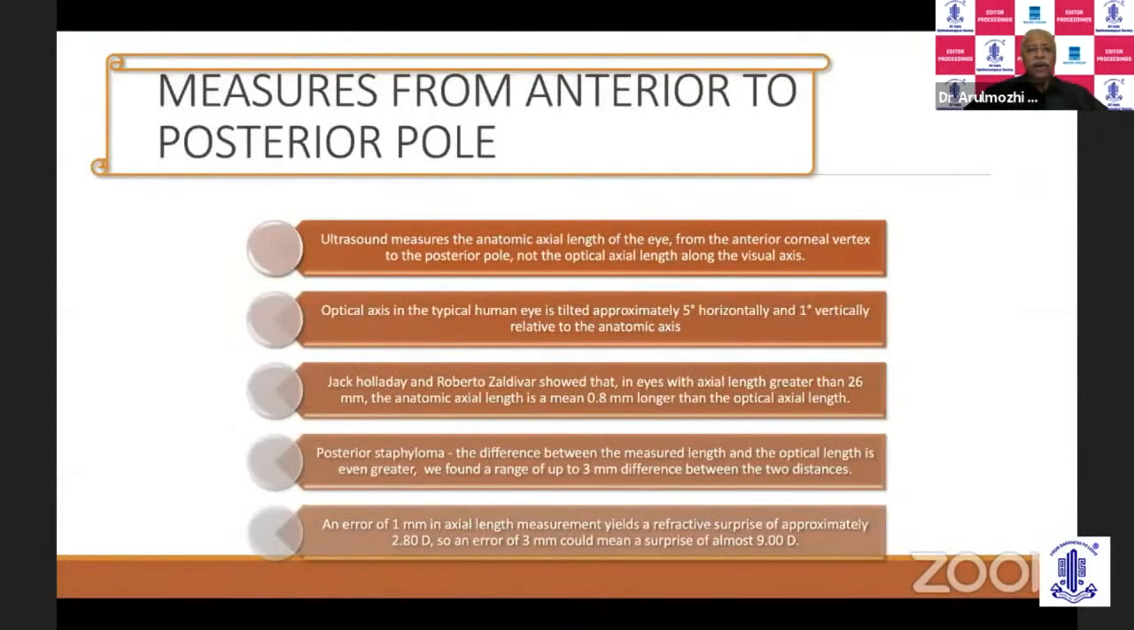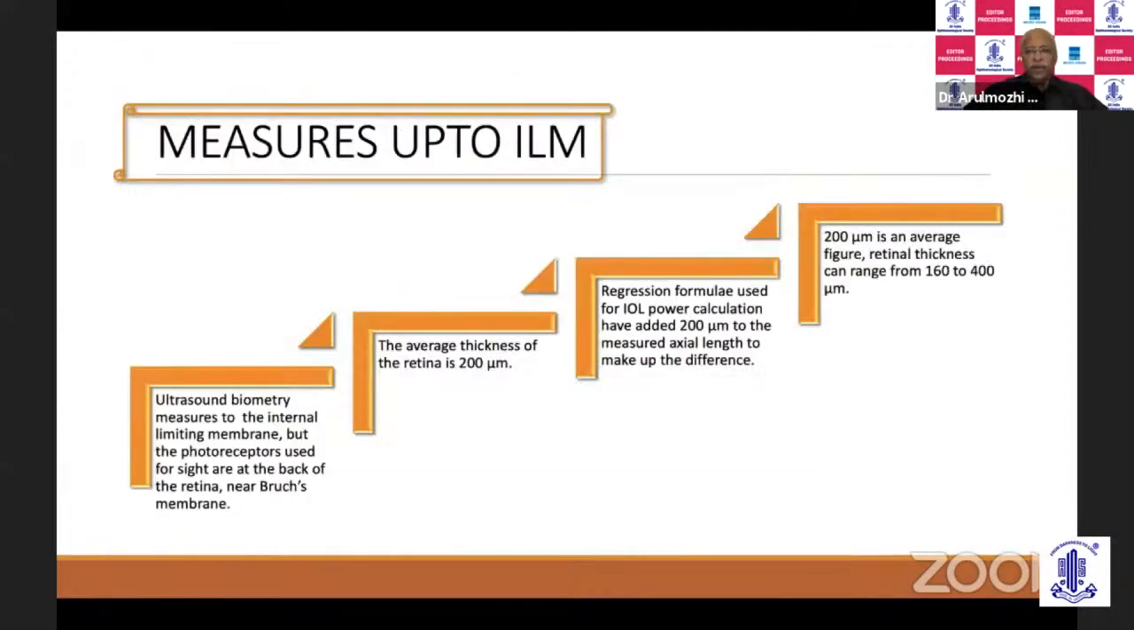Drawbacks: the most important drawback is that the ultrasound measures the anatomic axial length, where you hope that it coincides with the optical axial length. Often it doesn't. So that's one issue. Posterior staphyloma, as I told you earlier, in both extremes, long eyes and short eyes, even small variabilities of the axial length can give you high variability in the postoperative refractive outcome. Of course, we all know that the ultrasound measures only up to the internal limiting membrane. Of course, all the formulas are giving in a correction factor automatically for this, and you have to enter a different constant when you're doing optical biometry.